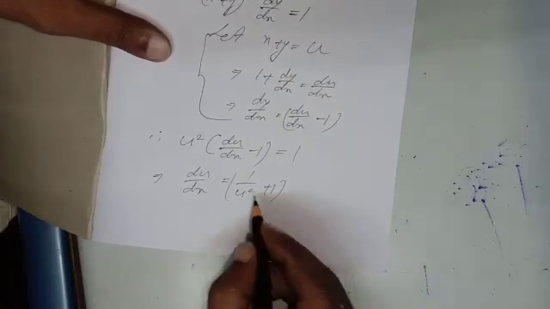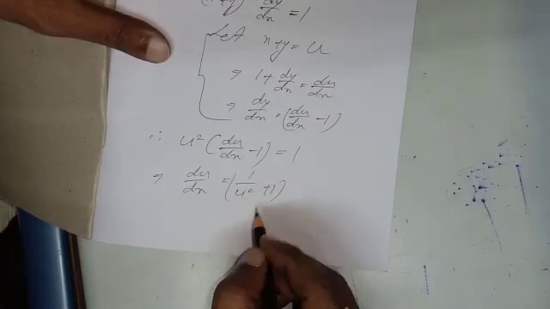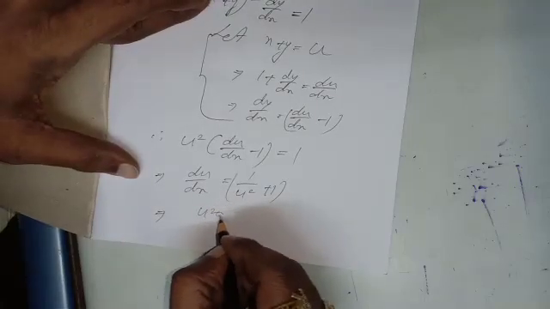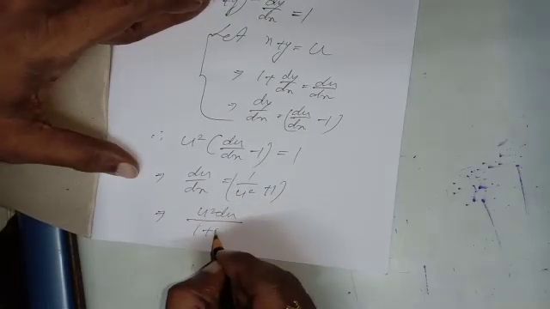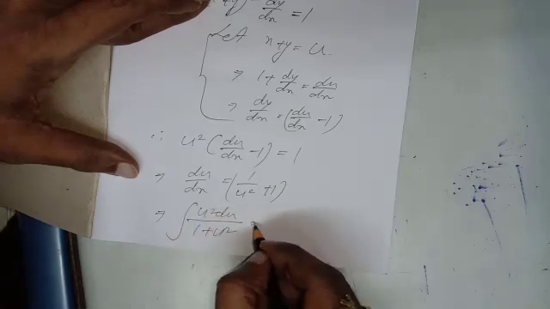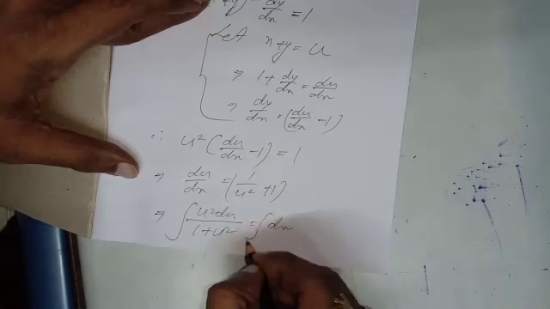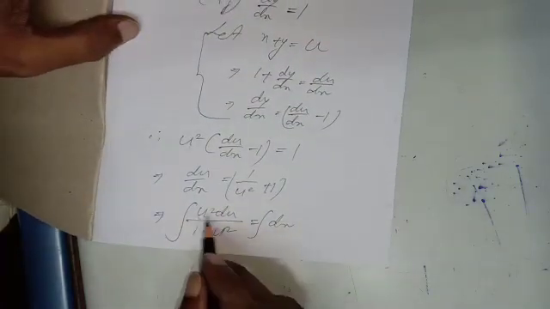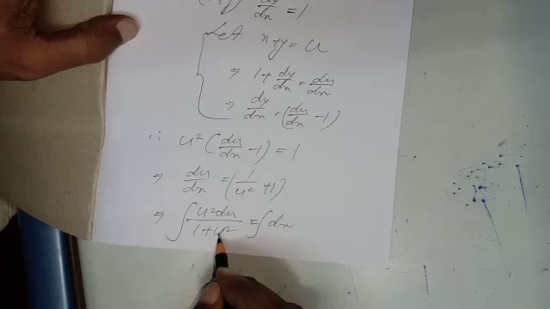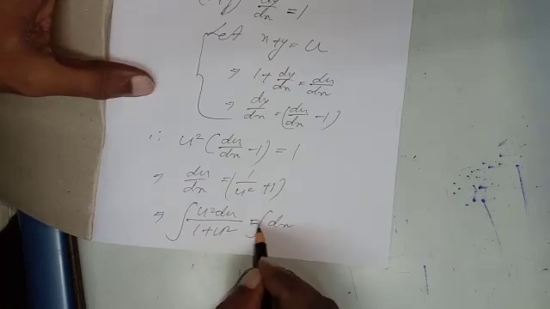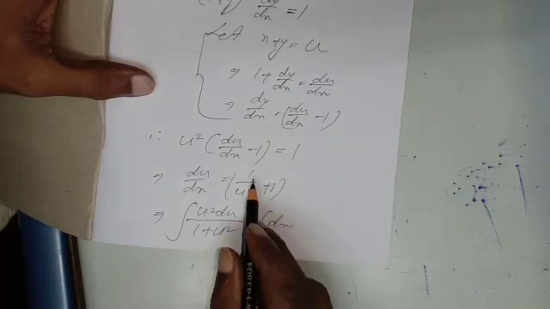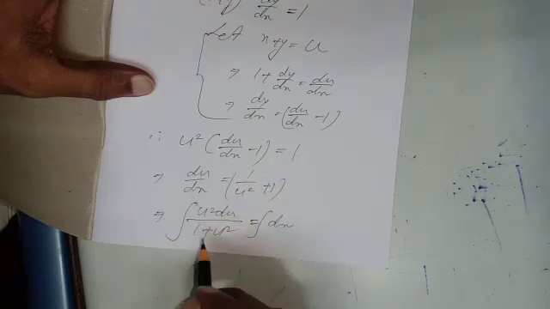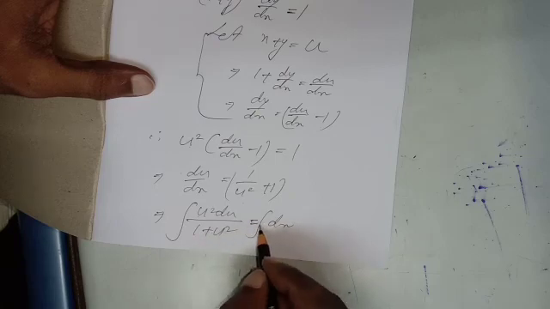Taking LCM, this will be (1 plus u square) by u square. Now you have to separate the variables. This will be u square du by (1 plus u square), and dx will come this side. After separation of variables, you have to integrate both sides. Integration of u square by (1 plus u square) du equal to integration of dx.